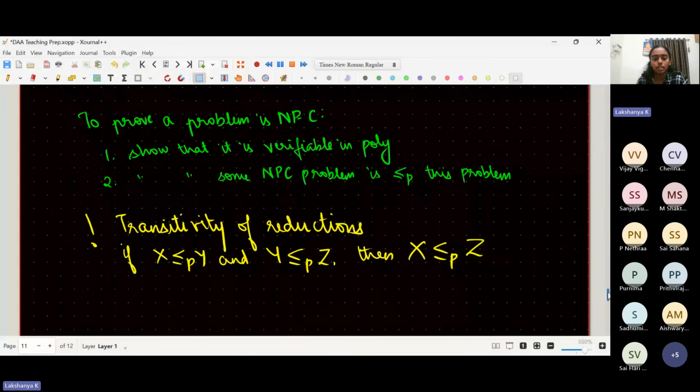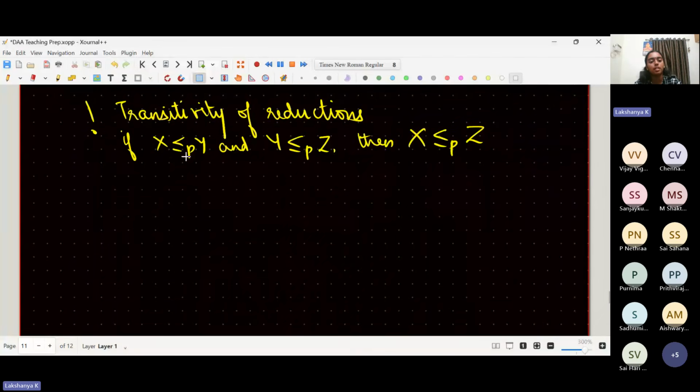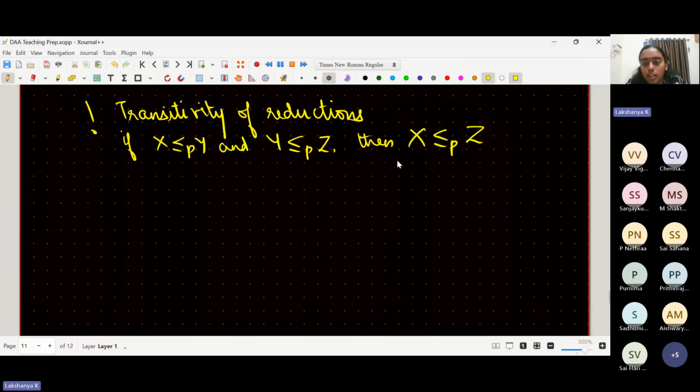So first thing I'll do is transitivity of reduction. There's nothing very complicated here. If X is reducible in polynomial time to Y and Y is reducible in polynomial time to Z, then obviously X is reducible to Z. Transitive property, meaning if you know the solution of Y, you can solve X in polynomial time. If you know the solution of Z, you can solve Y in polynomial time, which means if you know the solution of Z, you can solve X in polynomial time. So is the property clear?